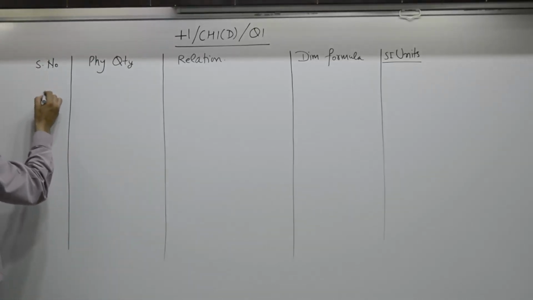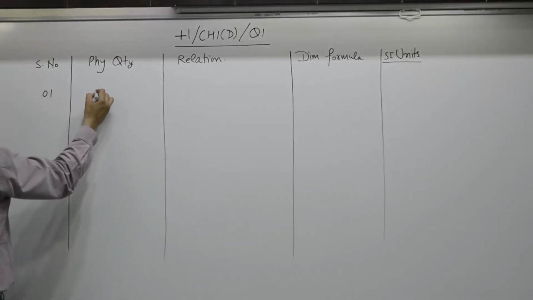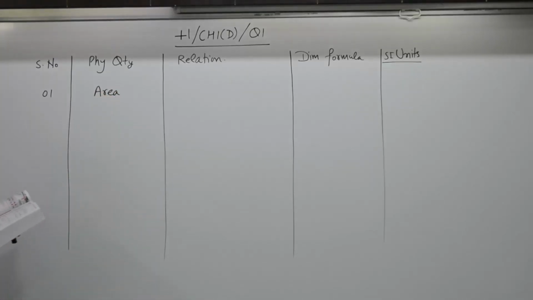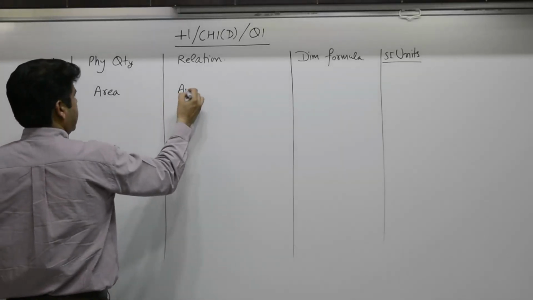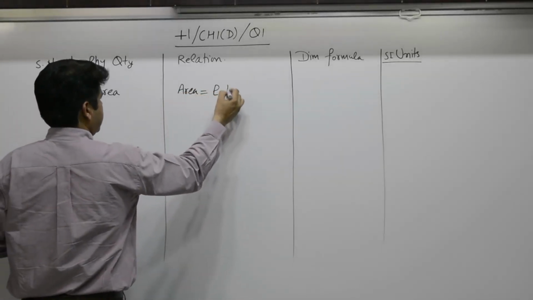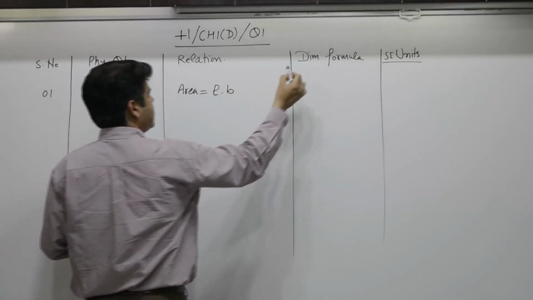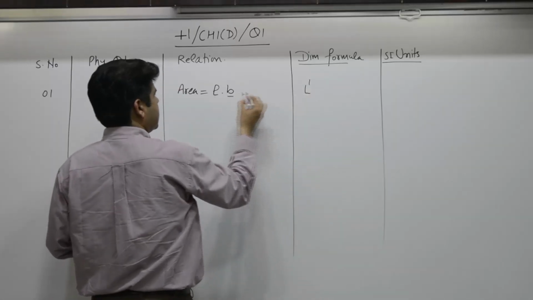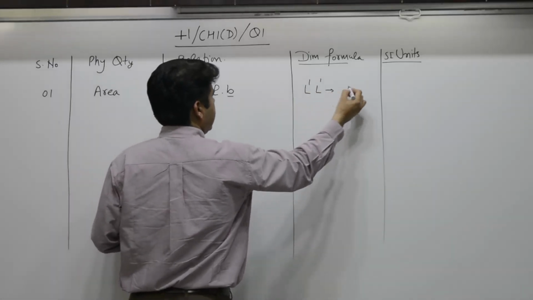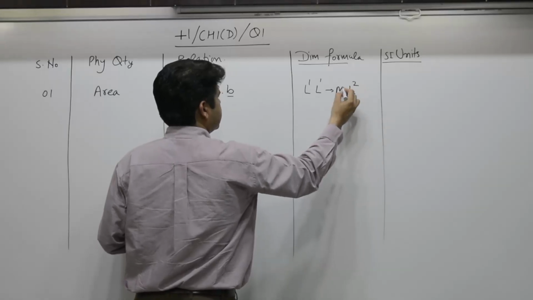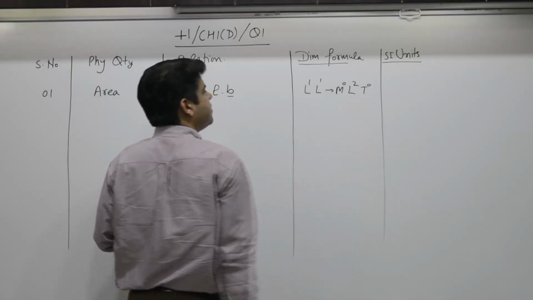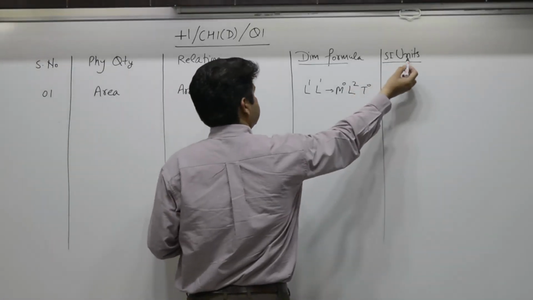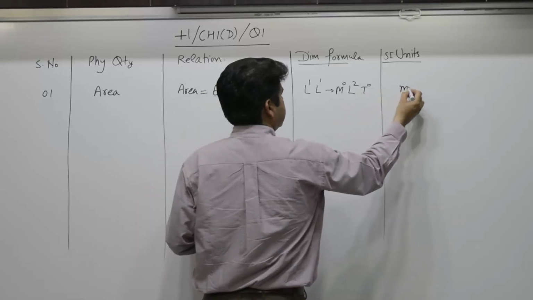As an example, first one, physical quantity, yes, area, relationship or formula, area is equal to length into breadth. How you write dimensional formula for the same? Length, L is power 1, breadth, L is power 1, so L is power 2. Mass is not there, time is not there. Units, yes, units, distance is meters, meter square.